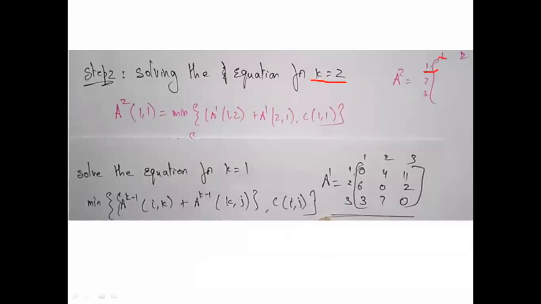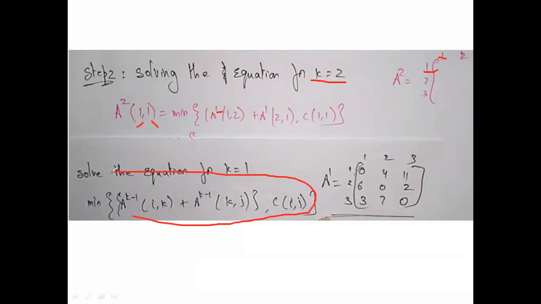We have to find out again 1 to 2, 1 to 3, 2 to 1, 2 to 2, 2 to 3, 3 to 1, 3 to 2, 3 to 3. So minimum of A power k minus 1 of i comma j. Okay, that is i comma k. i is 1, j is 1. So i comma k plus A k minus 1 of k comma j. Okay, so you have to obtain this equation.